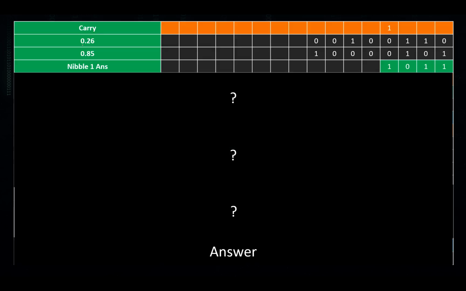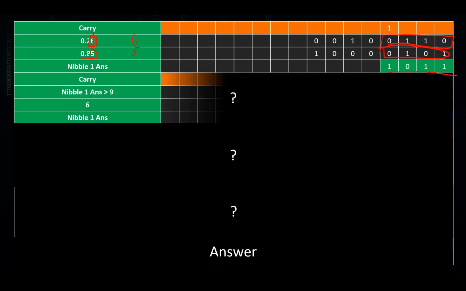So here we're doing 0.26 plus 0.85. First, we're just going to add this 6 and 5. This is our 6 here, and this is our 5. If we add those, we should get this. Now, here this is going to be 11, and that's correct, 6 plus 5 is 11, so that's fine. But since that's bigger than 9, we need to add 6 to that.